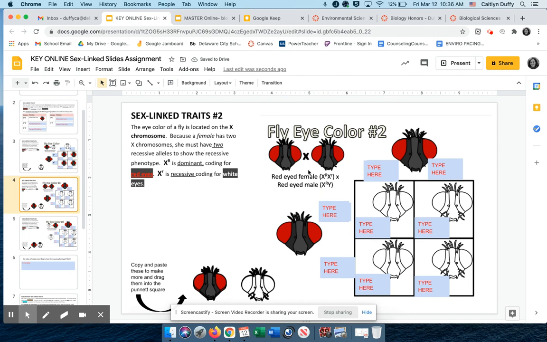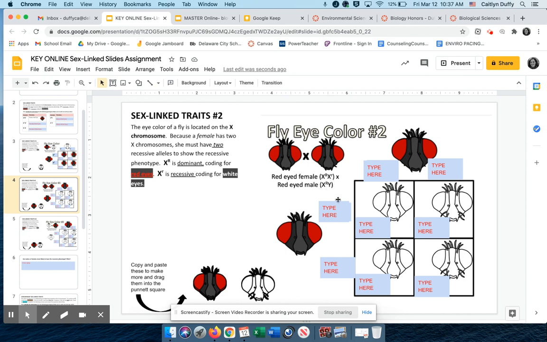All righty. Right here, I tell you guys, we have X big R, X little r, female, so a red-eyed female, crossed with a red-eyed male. Zoom in a little bit for you guys. All righty. So what we're going to do here is go ahead and split these alleles. It doesn't matter what side you put it on, just be consistent.